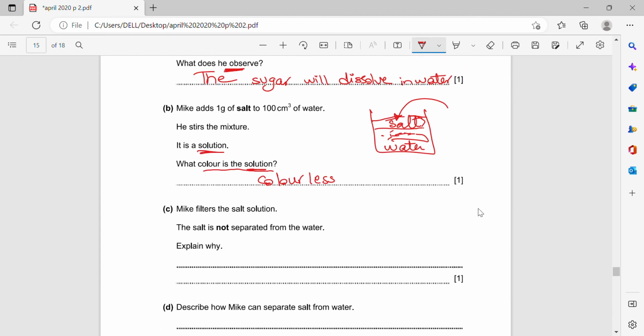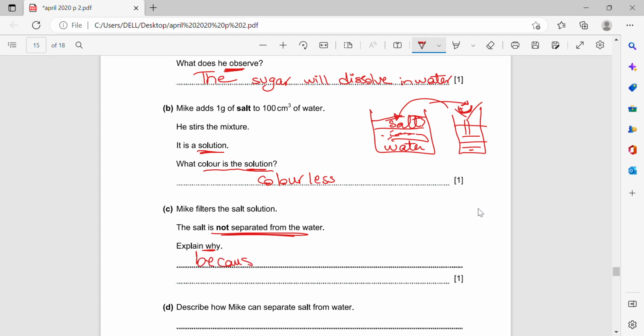Mike filters the salt solution. The salt is not separated from water. يعني لو عندي نفس السولوشن ده وجبت مثلا funnel وجبت filter paper و you are filtering the salt solution. What will happen? Is the salt separated? Of course not. ليه؟ عشان السولت حصل له إيه هنا؟ Because salt is soluble in water.